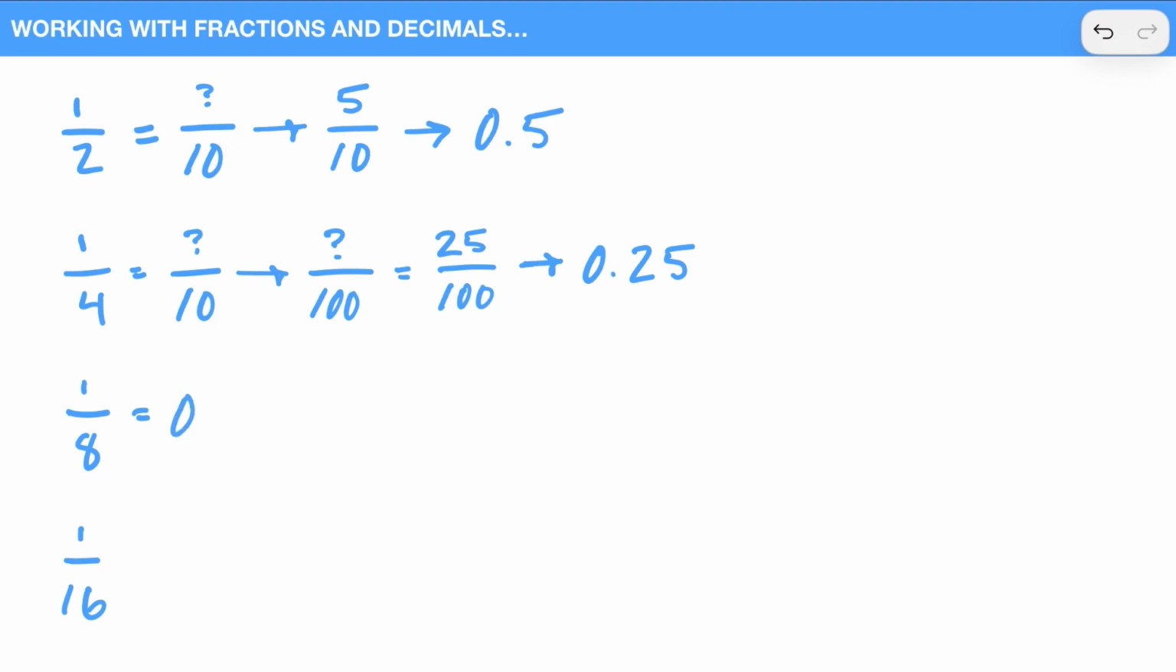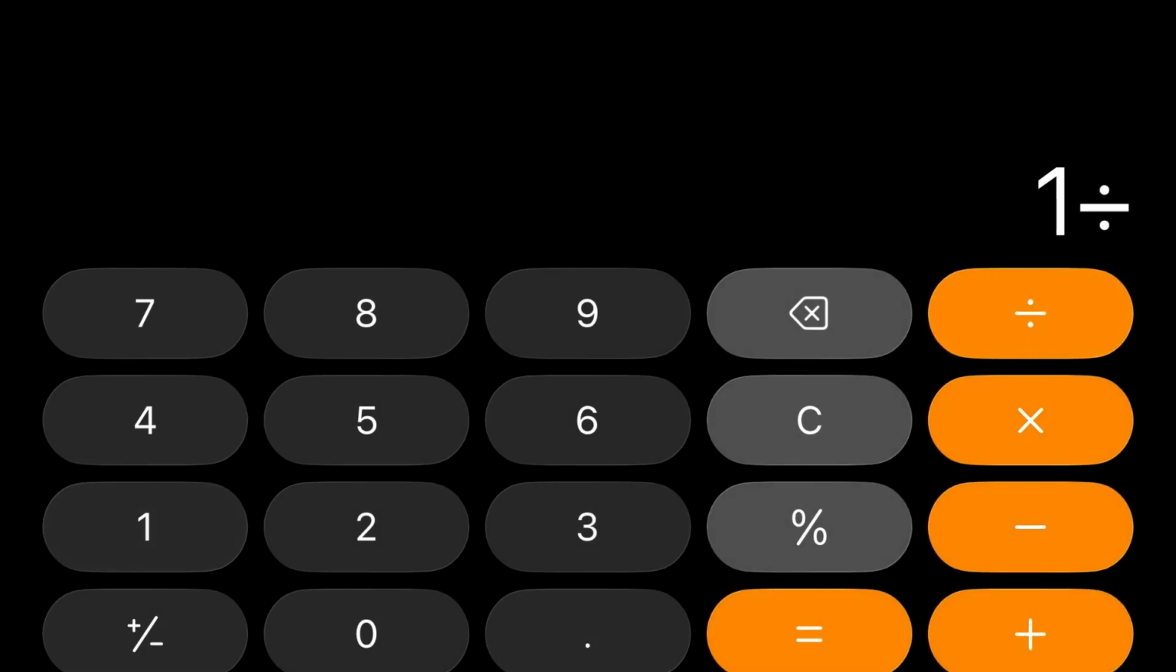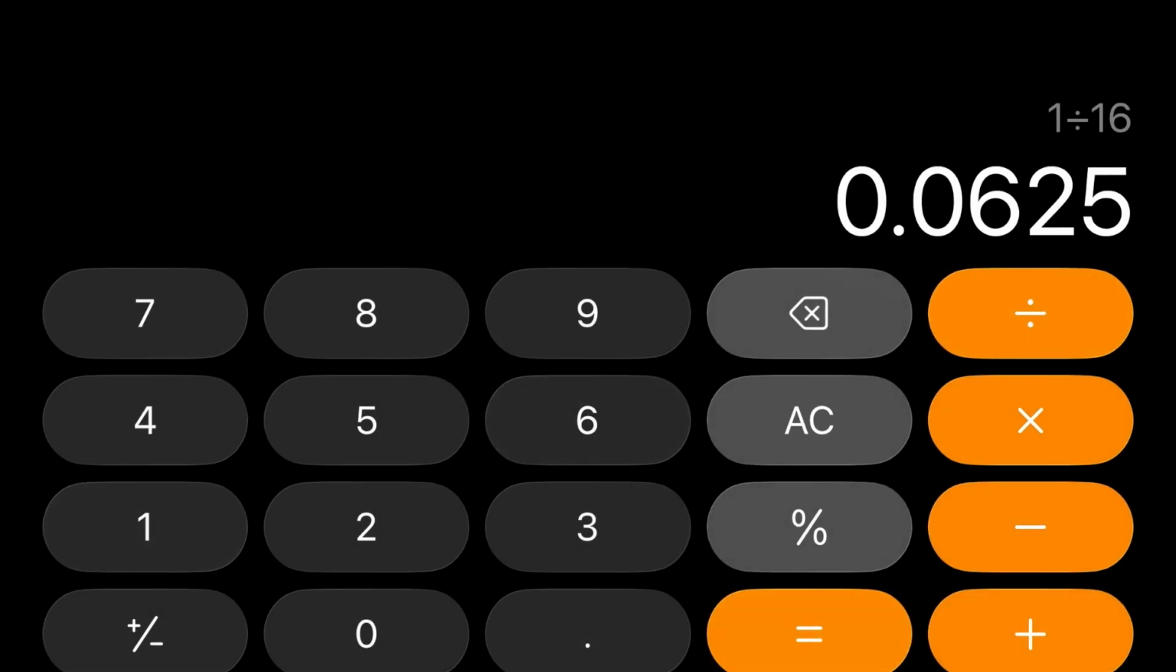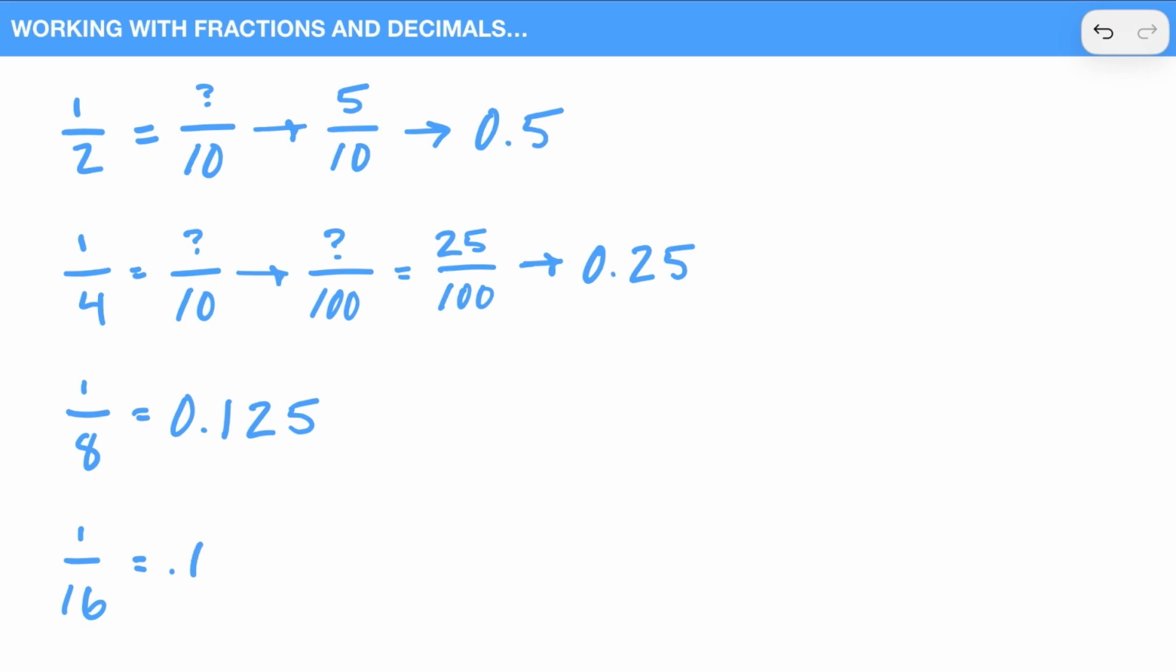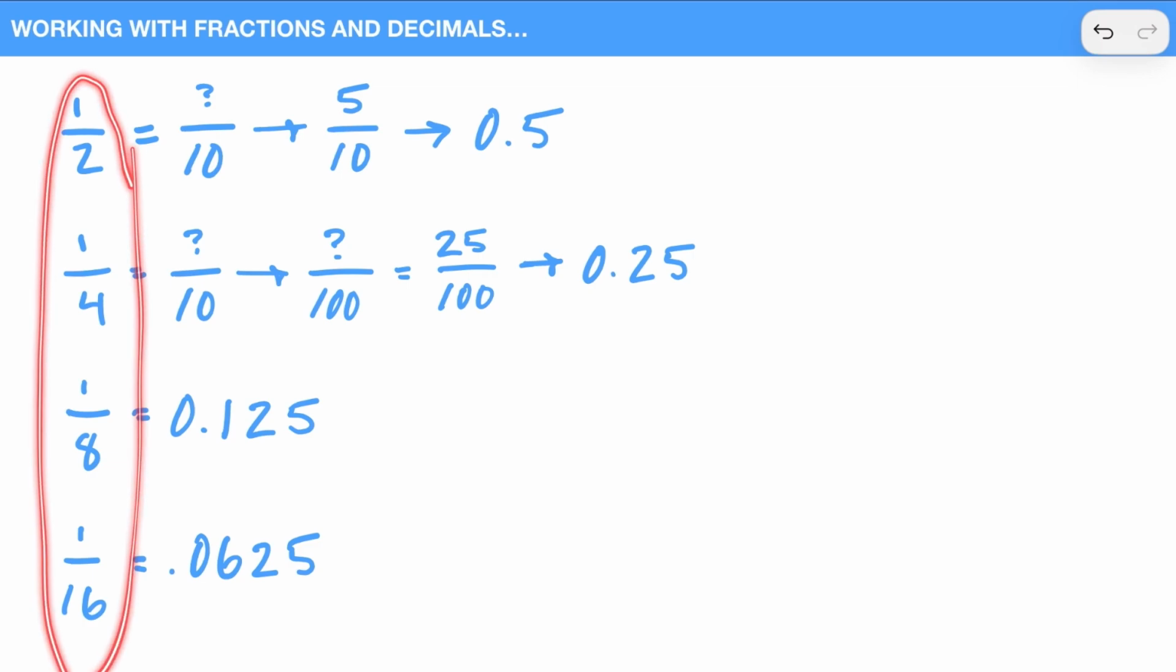How about 1/8? Well, if you put this in a calculator, 1 divided by 8, you're going to get 0.125. And then how about 1/16? What would 1/16 be in a calculator? Well, I'm actually just going to do it for you. 1 divided by 16 equals 0.0625.